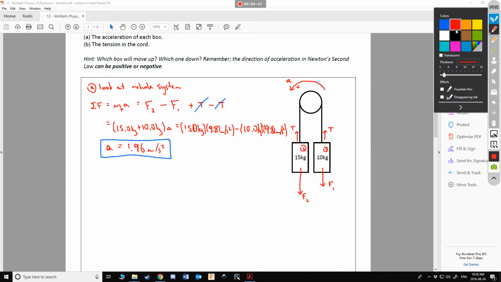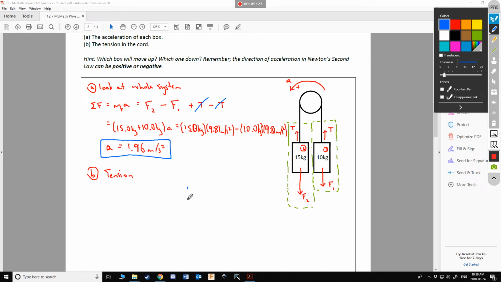Okay, so now we're going to ask, what is the tension in the cord? To find the tension in the cord, we have to look at just one of the blocks. We can look at either the 10.0 kilogram block or the 15 kilogram block, but we will do both. So question B, tension, or action-reaction forces. If we look at each one separately, we see this is just the elevator problem.